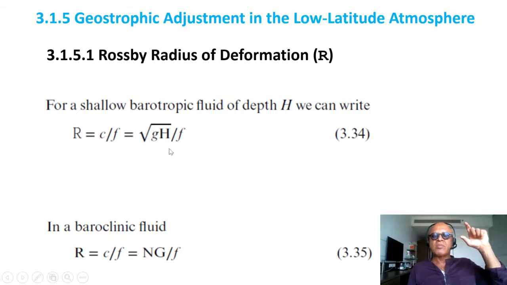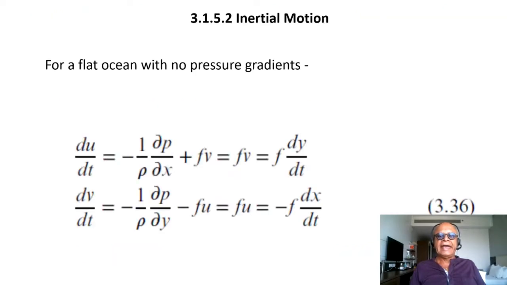This becomes a problem for the ocean, as we will see, because the ocean is several kilometers deep and it's stratified, so we'll have to do some fancy arguments which are very valid. In a baroclinic fluid, then c over f can be written in terms of Brunt-Väisälä frequency and the scale height, H. Okay, go back to the table and look at the definitions. I won't repeat them here, but as I said, always keep the table handy.